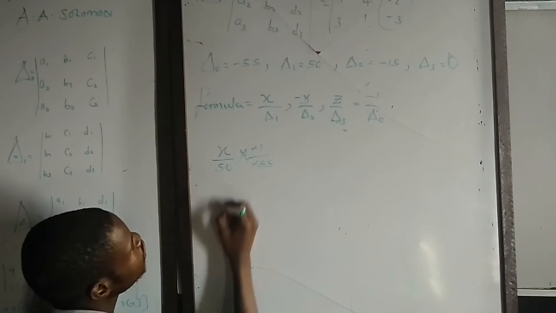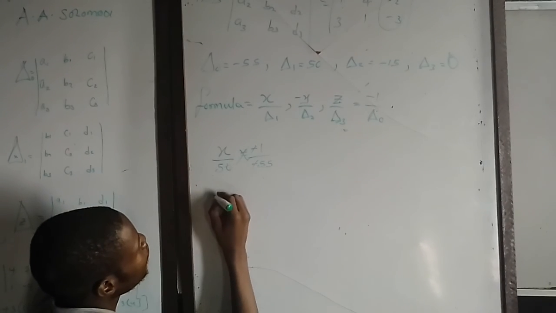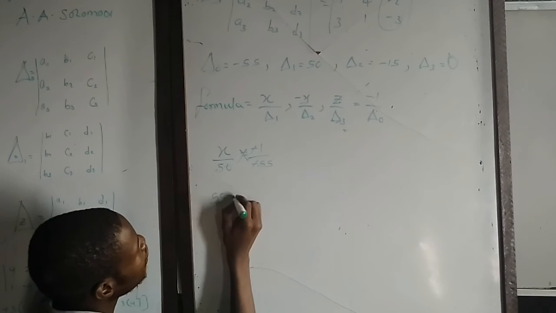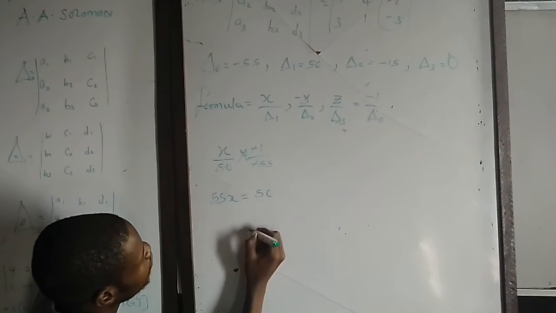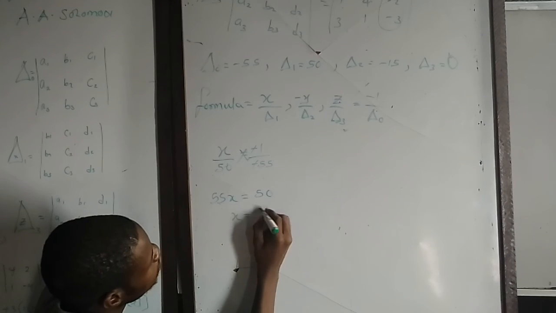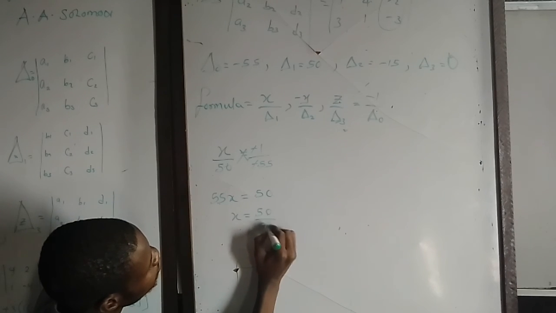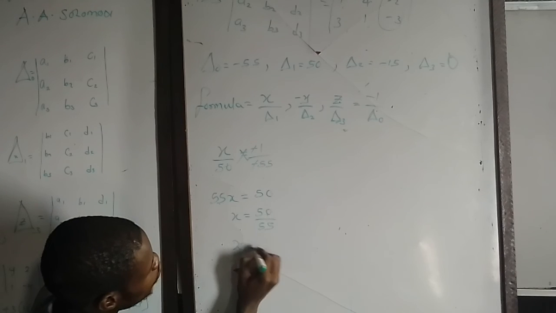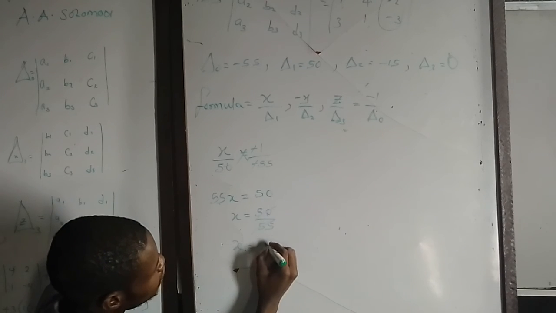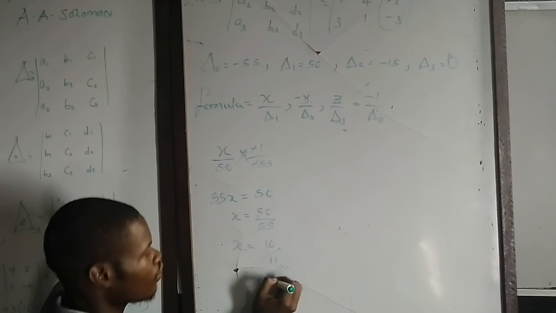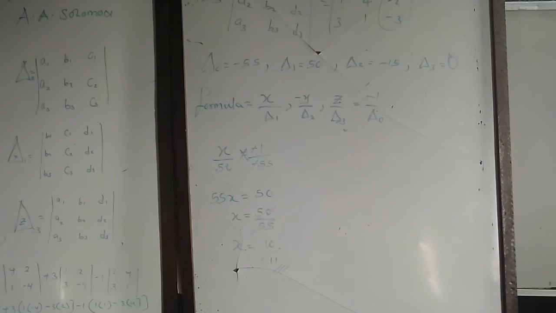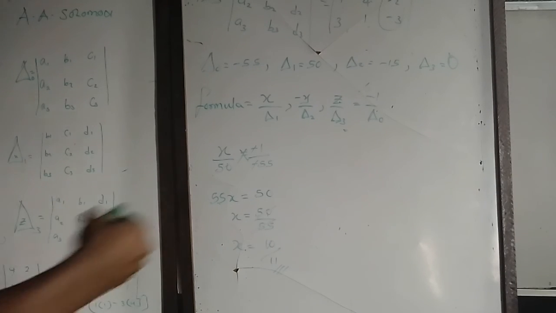then we cross multiply. So 55x equals to what? 50. So our x is equals to what? 50 over what? 55. So our x is equals to what? 5 here, 5 here is going to be what? 10 over what? 10 over 11. So do we understand? Do we understand? So we move forward.